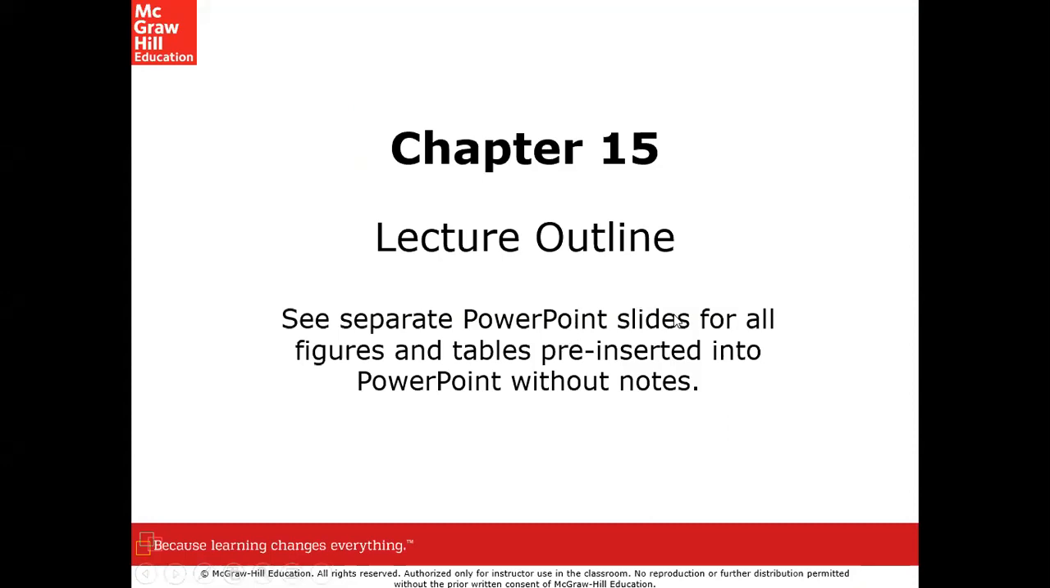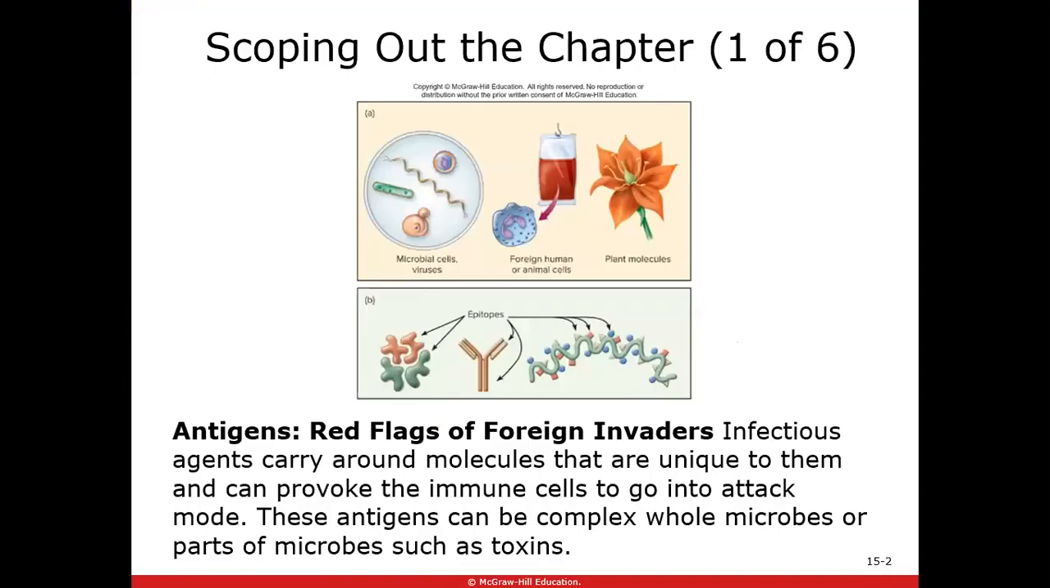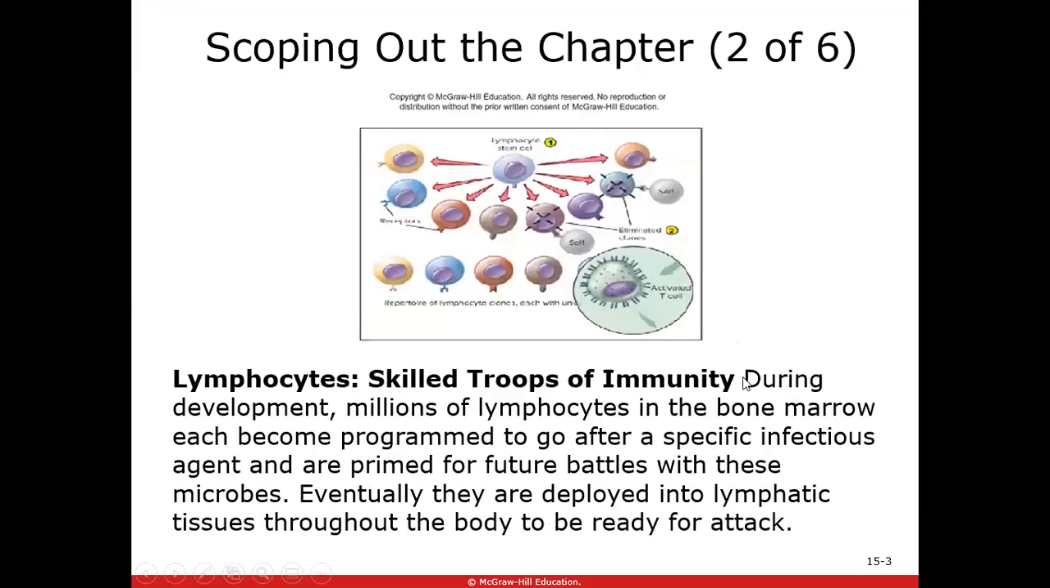Looks like we're doing chapter 15, microbiology, and this is adaptive immunity, cell mediated immunity. Let's scope out the chapter. You definitely need to know what an antigen is. Antigens are red flags of foreign invaders. Infectious agents carry around molecules that are unique to them. They can provoke the immune cells to go into attack mode. These antigens can be complex, whole microbes, or parts of microbes, such as the toxins they release.